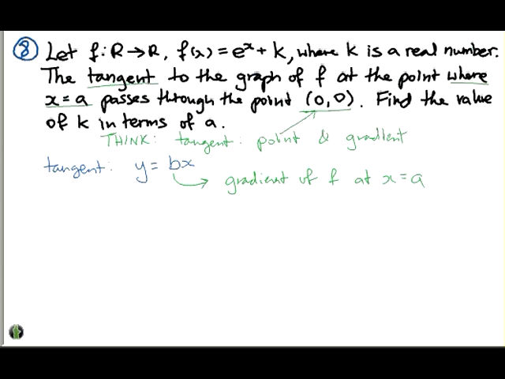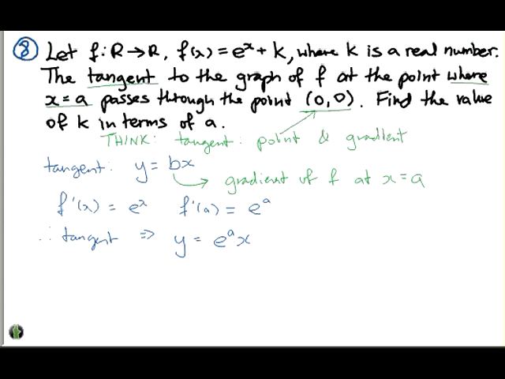Okay. So you simply say, that's great. How about you sub it in and find it? Gradient of f at x equals a. Easy. So f dashed of x is equal to, well, this is pretty easy to differentiate, just e to the x, right? So f dashed of a is equal to e to the a. So the tangent is y equals e to the a times x. Okay. Awesome. So that's really good.